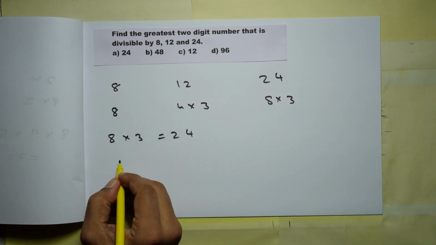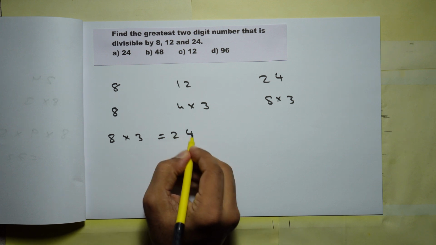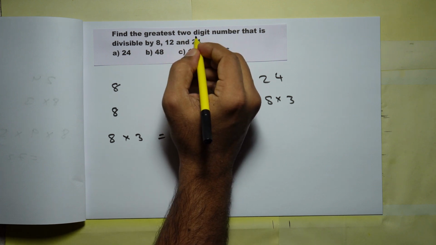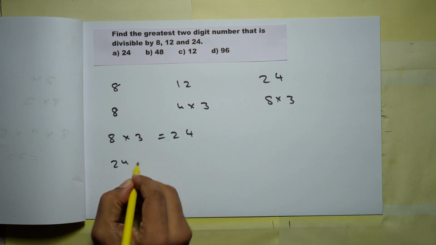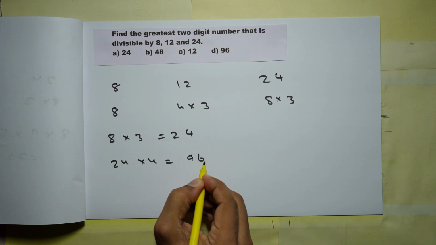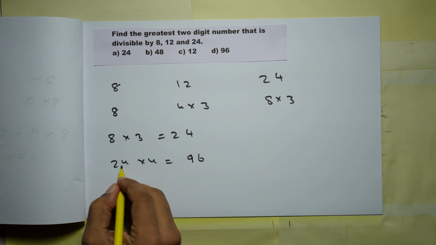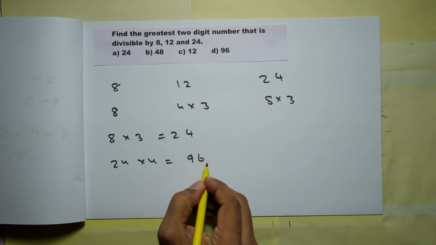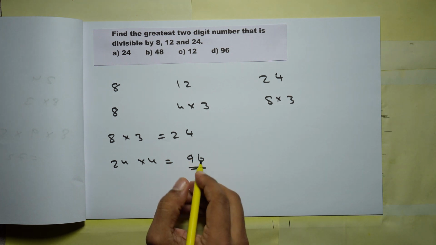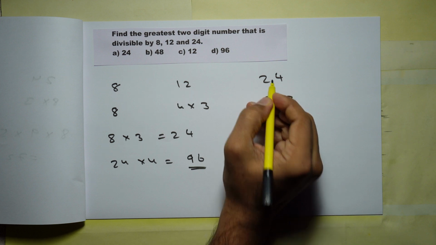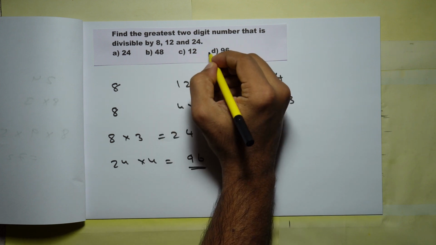Next we will find out the greatest multiple of 24 less than 100 because it has to be a two-digit number. Now 24 into 4 is 96. So that is the greatest multiple of 24 below 100. So 96 is the greatest possible two-digit number which will be divisible by 8, 12 and 24. So option D, 96.